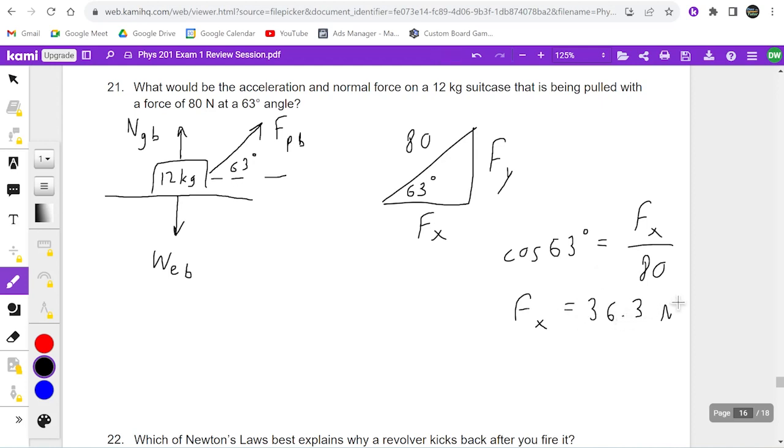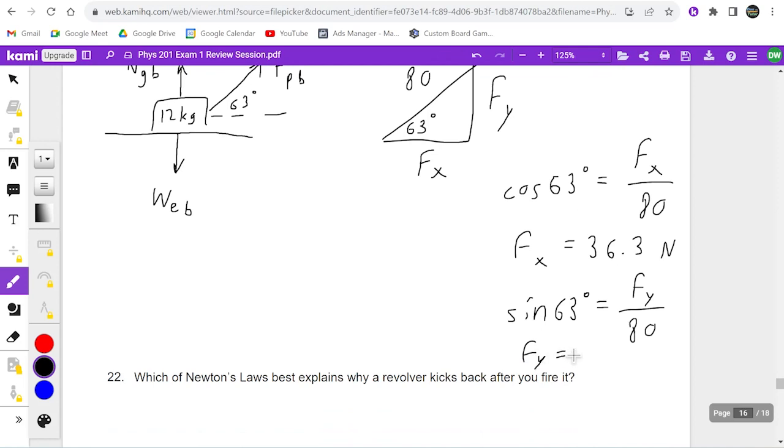And the units are newtons. And then if you want to find the y component, you just do sine. Sine 63 degrees equals Fy, opposite, over 80. And so then Fy is going to equal 71.3 newtons. So we have the x component, we have the y component, now what?